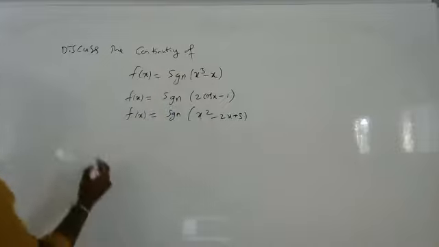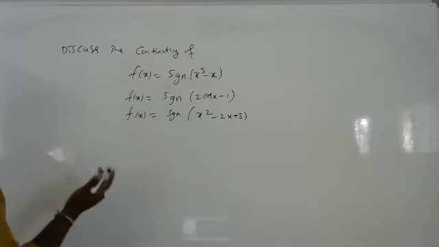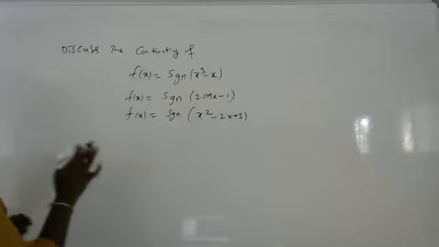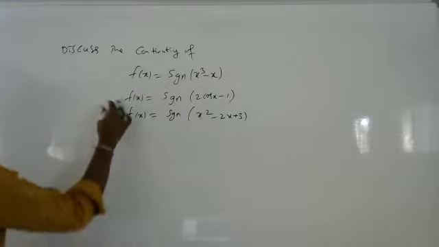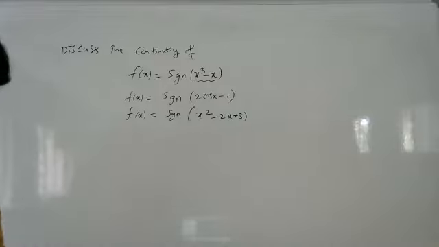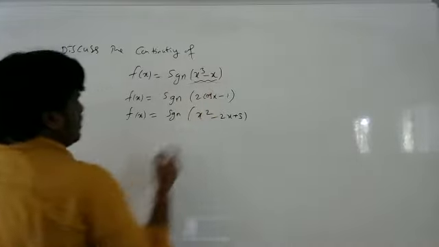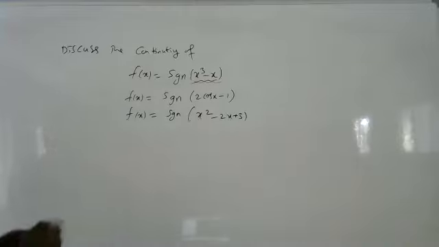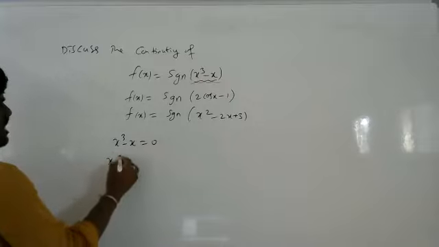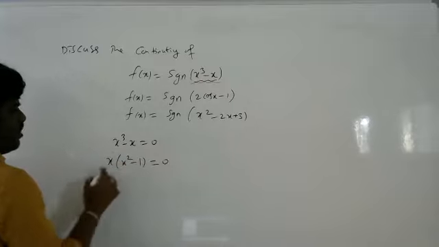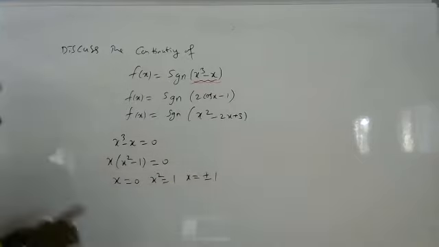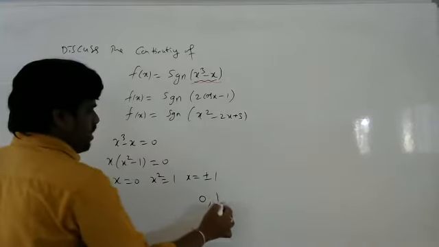Discuss the continuity of this. If I want to discuss continuity, the signum function graph is needed. One of you keep a message in the group, the class is going on, it is not completed. What is the signum condition? I told you the signum condition: the argument should be 0, and when it is 0 you have to check. Means x cube minus x is equal to 0. So take x common, x square minus 1 equal to 0. So I get x is equal to 0, x square equal to 1, so x is equal to plus or minus 1. So what are the points of discontinuity? 0, 1, minus 1.